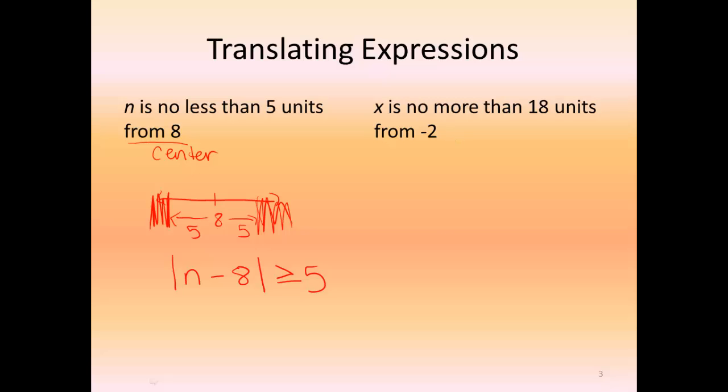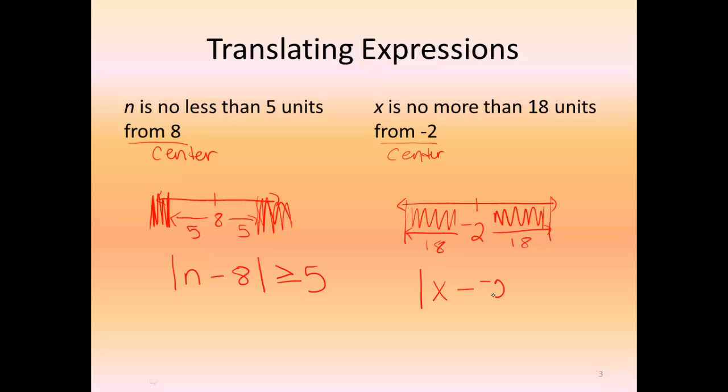Second one says x is no more than 18 units from -2. So again, the from -2 is where I'm measuring my center from, and I want to be no more than 18 in either direction. Well, no more than 18 means I want to stop and be inside this boundary of going 18 in either direction. So here I'm going to have my value of x from my center, so minus -2, and I want it to be on the inside of the interval, so no more than 18. Okay, that could also be written as the absolute value of x plus 2 is less than or equal to 18.